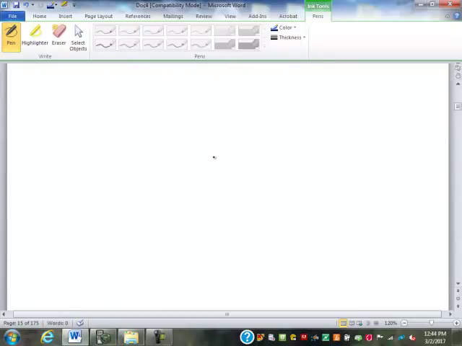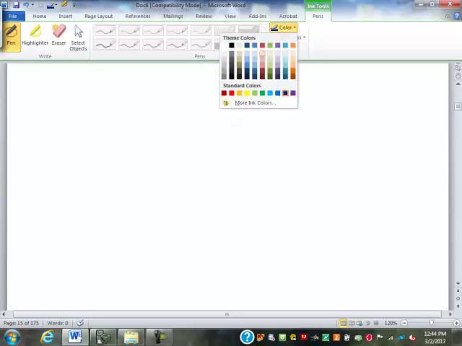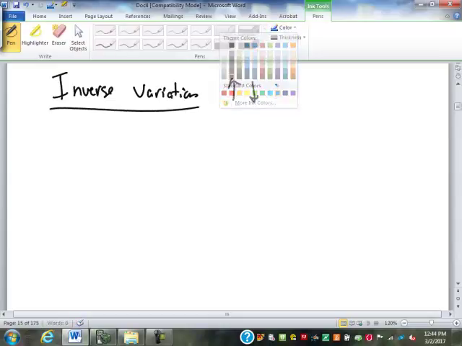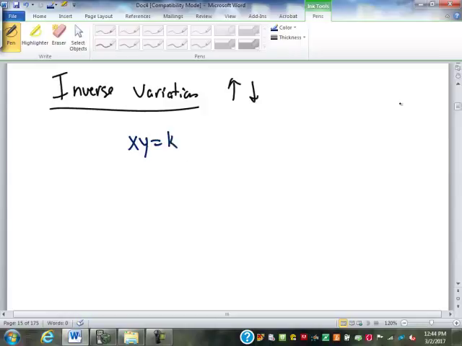Our other option is something called an inverse relation, an inverse variation. When one number gets larger, the other number has to get smaller. So the forms for this can either be x times y equals a constant, or y is equal to the constant divided by x.